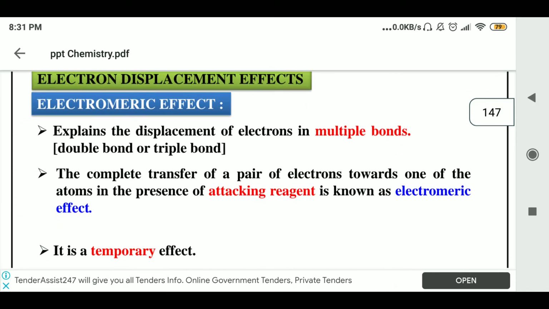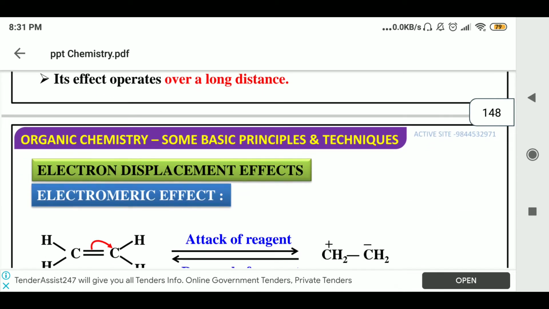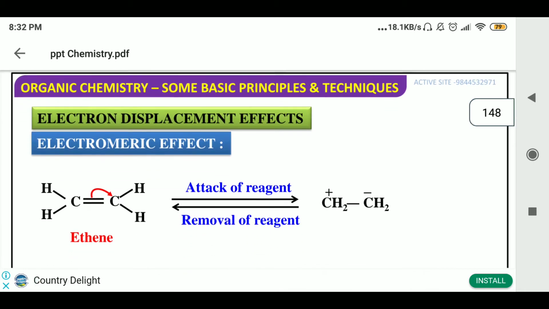Now talking about electromeric effect, it explains the displacement of electron in multiple bond, that is in double bond or triple bond. The complete transfer of a pair of electron towards one of the atoms in presence of attacking reagent is known as electromeric effect, and it is a temporary effect. Its effect operates over a long distance. Here I have given an example of ethene.